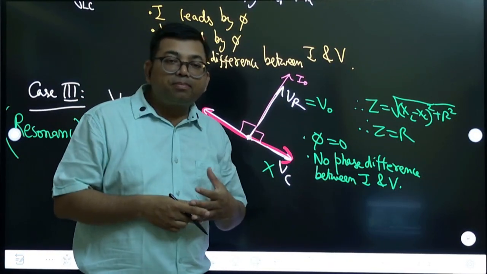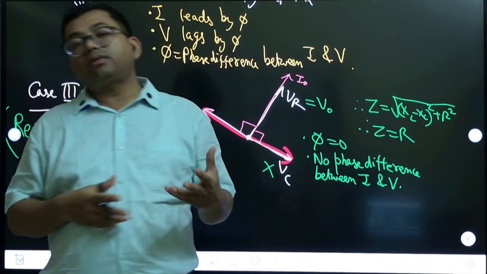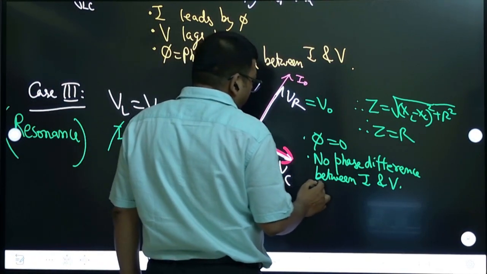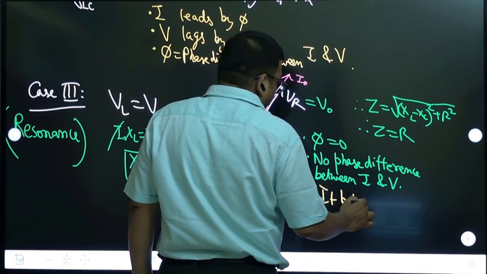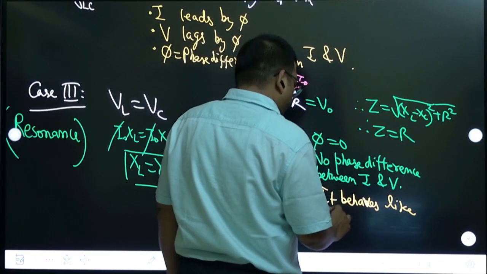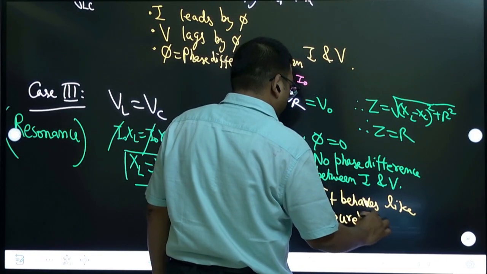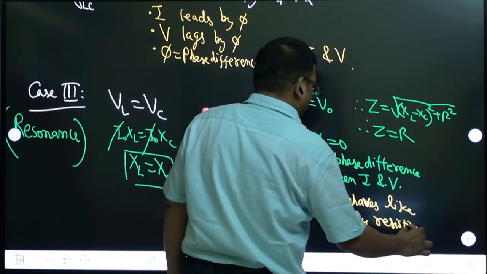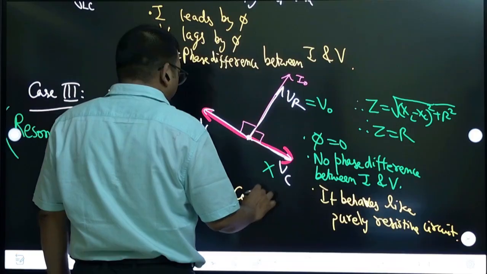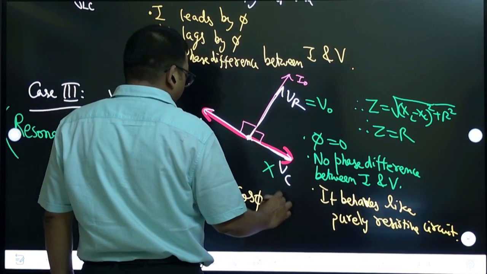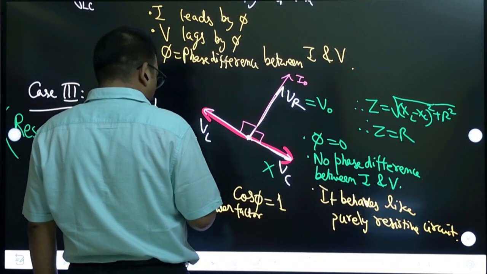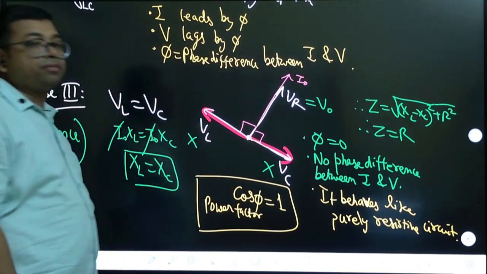This circuit is behaving like a purely resistive circuit, because in a purely resistive circuit, the phase difference between current and voltage is 0. And also note that cos phi, the power factor, is going to be 1, because phi is 0 here.